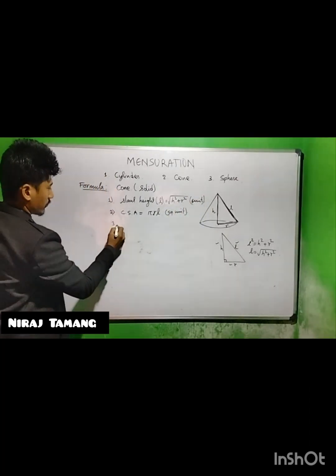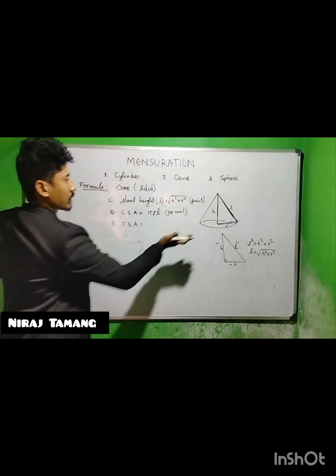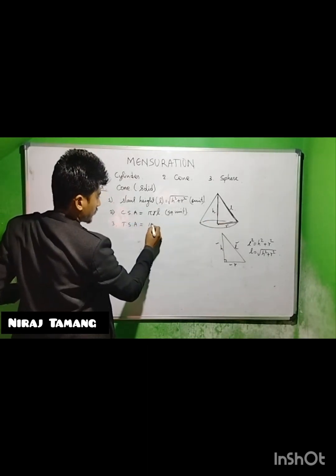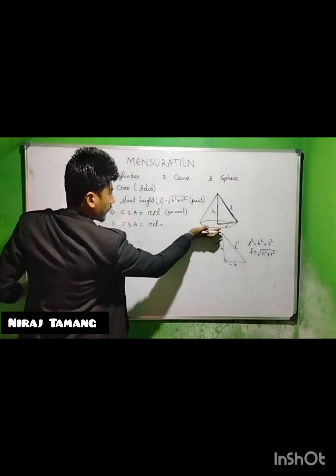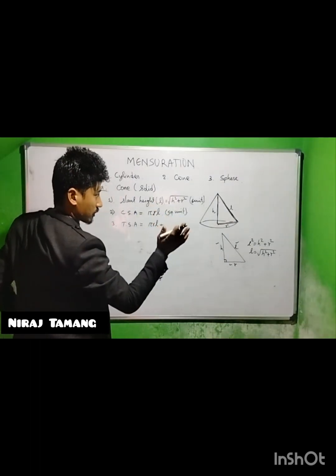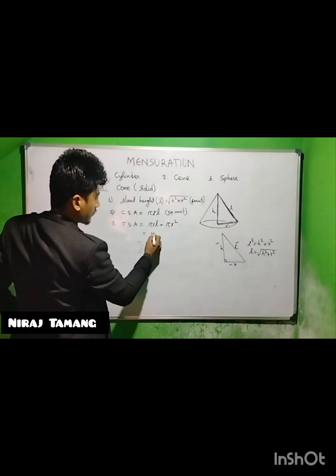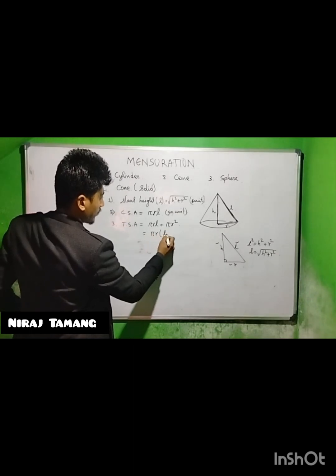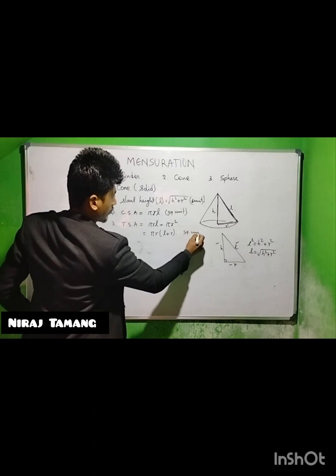Next is number 3, TSA, total surface area, including the base. That is pi r L, the CSA, the curved surface part, and since the base is a circle, its area will be pi r square. So if we take pi r common, we can write pi r (L plus r). Its unit is also square unit.